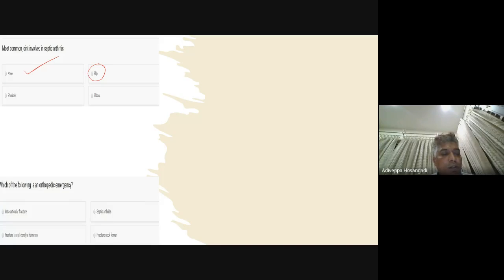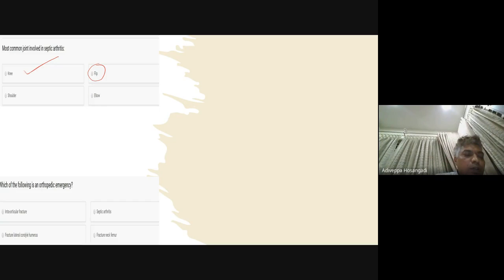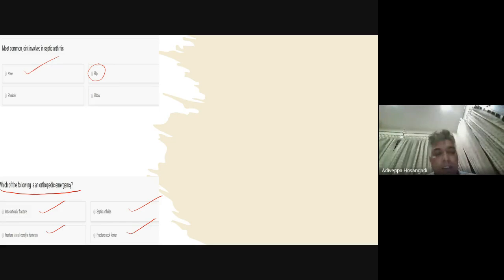Which of the following is an orthopedic emergency? No fracture is an emergency unless complicated with a vascular injury. Please remember this. No fracture is an emergency unless associated with a vascular injury, or it is an open fracture, or it is a dislocation. Okay. So which of the following is an orthopedic emergency? Intra-articular fracture, lateral condylar fracture, fracture neck of femur, septic arthritis. Anybody can take this.